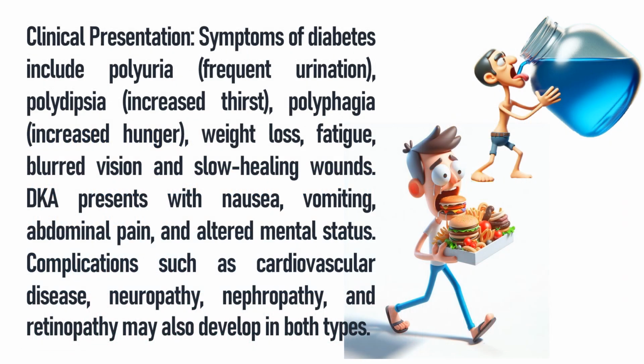Clinical presentation. Symptoms of diabetes include polyuria, which refers to frequent urination; polydipsia, that is, increased thirst; polyphagia or increased hunger; weight loss, fatigue, blurred vision and slow-healing wounds. Diabetic ketoacidosis presents with nausea, vomiting, abdominal pain, and altered mental status. Complications, such as cardiovascular disease, neuropathy, nephropathy, and retinopathy, may also develop in both types.